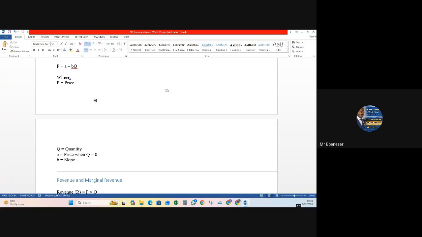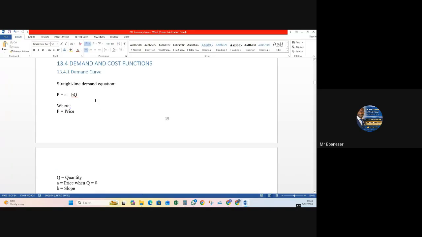So that's it. Now, of course, for the demand and cost function, your price equals A minus BQ. And A is the price when quantity is at 0. What do we mean by that? Fixed costs. That is whether there is quantity or not, because if Q is 0 here, it means B times 0 is 0, right? So A is a fixed price. All right. So that's it.